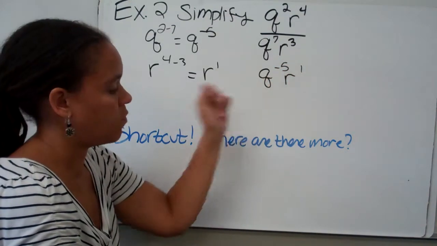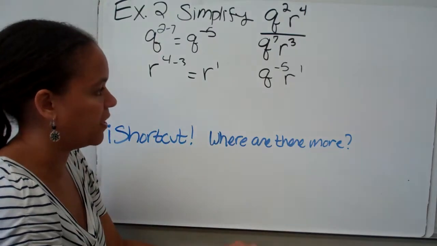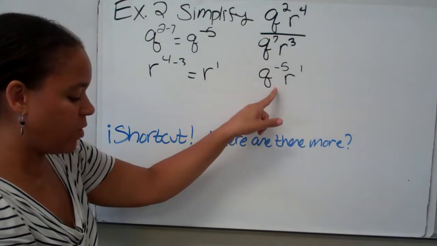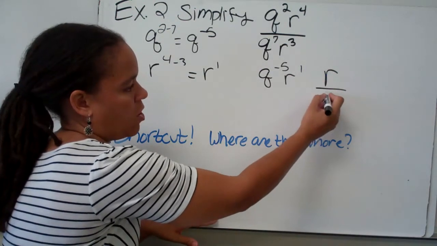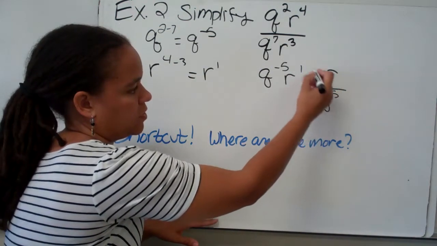What's the problem? Of course, the exponent of negative 5. So in order to get rid of it, we need to throw it in the denominator. So our final answer would be r over q to the 5th.